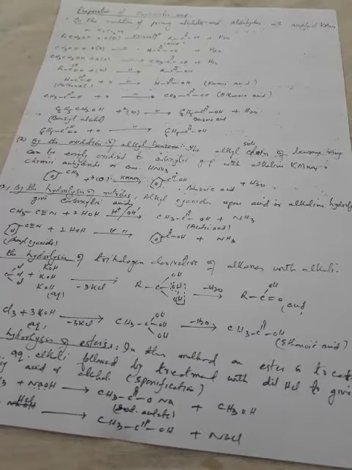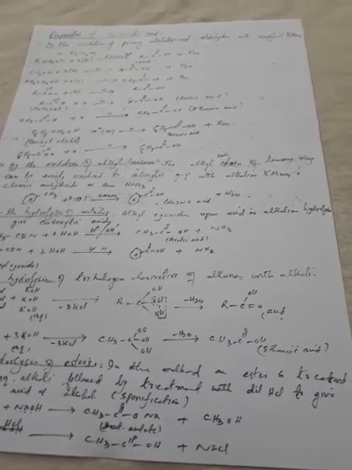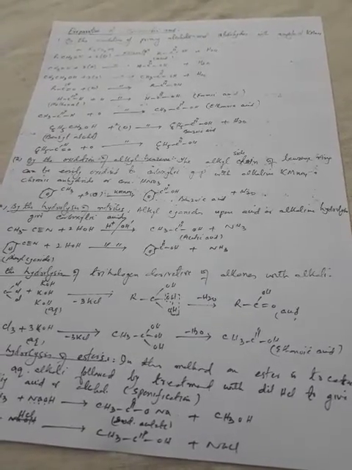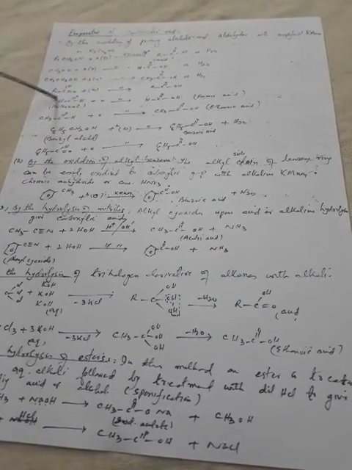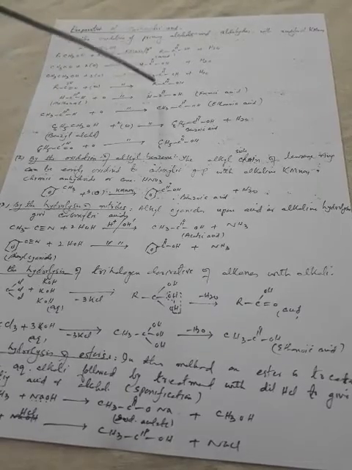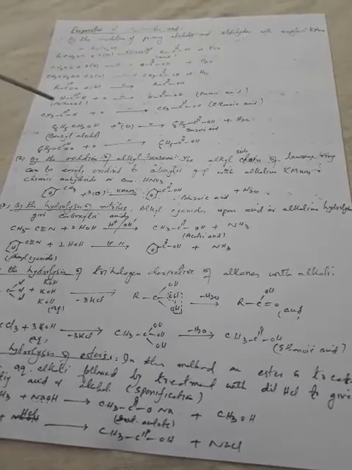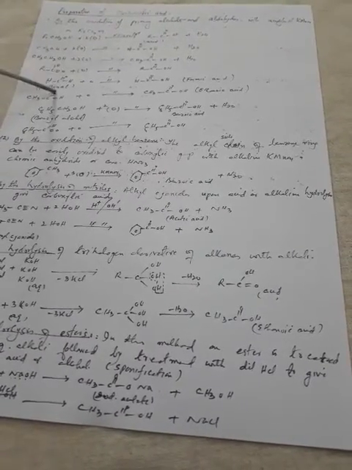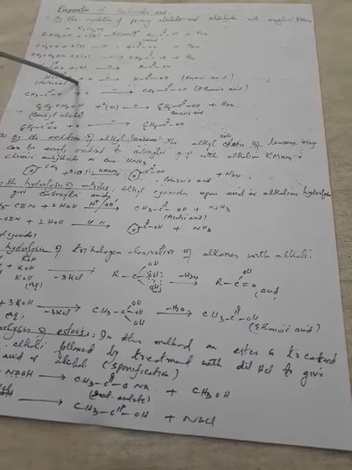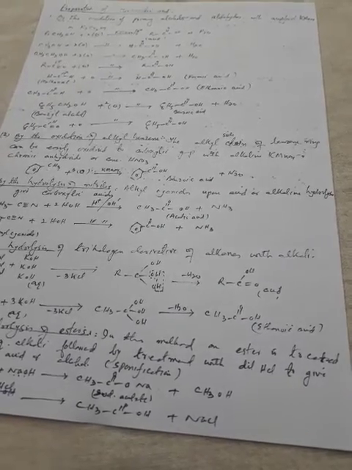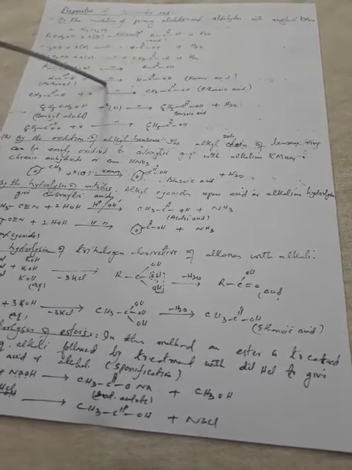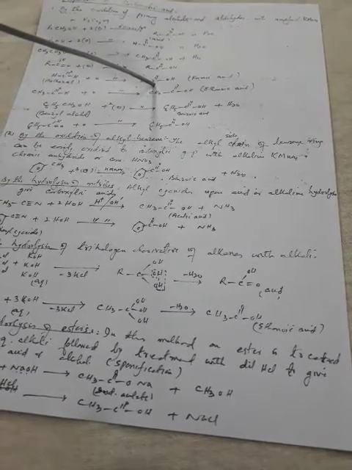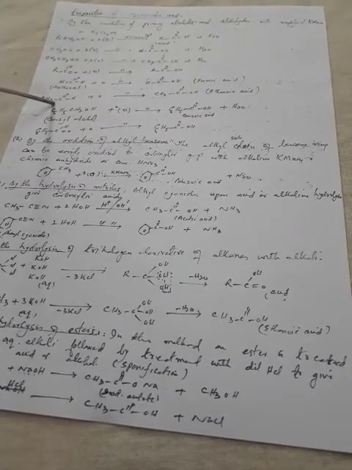As far as the aldehydes are concerned, aldehydes can also be oxidized to the acids using these oxidizing agents. This is an aldehyde I have shown here. Upon oxidation, it gets oxidized to this acid. This is methanal or formaldehyde. When it is oxidized using acidified potassium dichromate or acidified KMnO4, it gets oxidized to methanoic acid or formic acid. Similarly, this is ethanal.